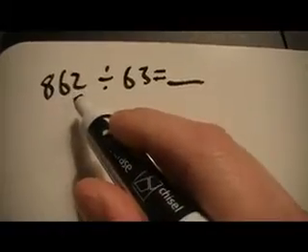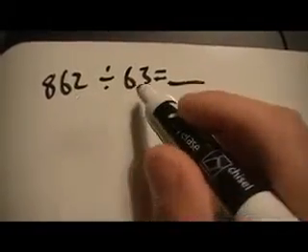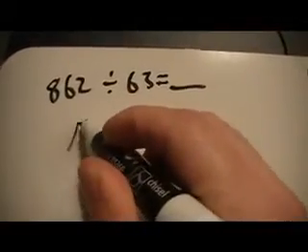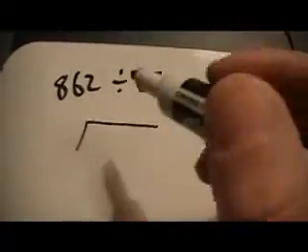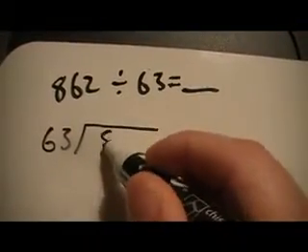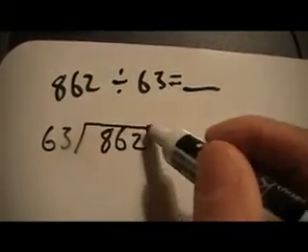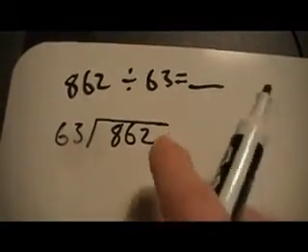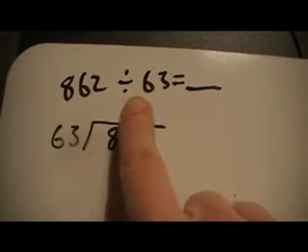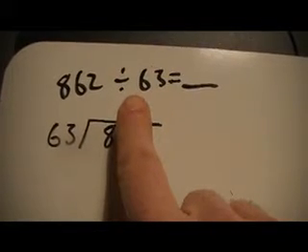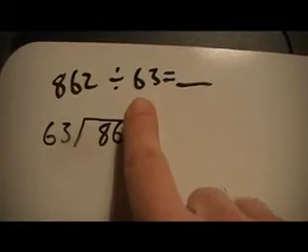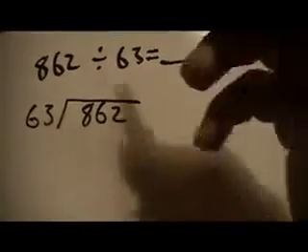So we know this is the dividend, this is the divisor, and the answer will be the quotient. So we'll set up our algorithm. Divisor's out here, 862 is the dividend. And we know the division algorithm, at least when I was taught as a kid, I would just cover up these numbers and say, okay, can 63 go into 8? Nope. Can 63 go into 86? Yes. I put that however many times right above this digit.